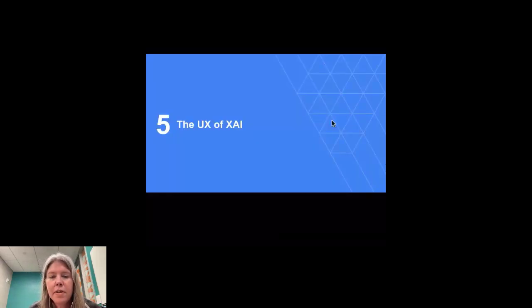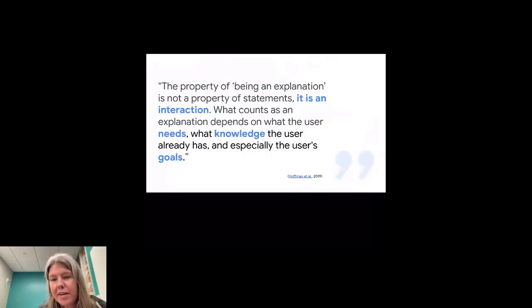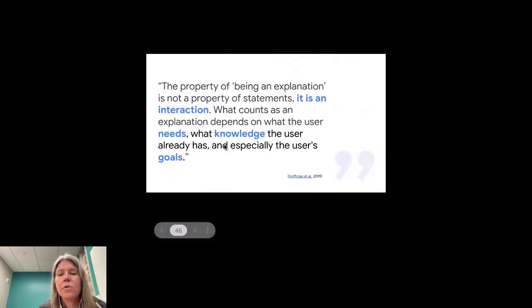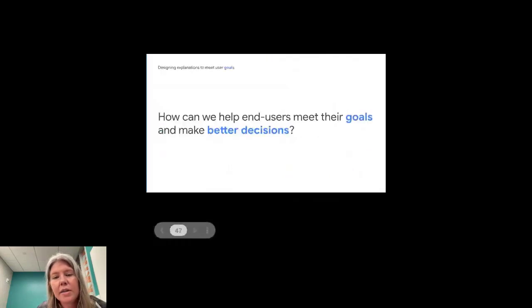So I'm going to talk a little bit about what I consider the UX of XAI and what people need to think about. And there's another really great quote, which is, the property of being an explanation is not a property of statements, it's an interaction. What counts as an explanation depends on what the user needs, what knowledge the user already has, and especially the user's goals. And so when we're talking about the design of an explanation, how can we better help users meet their goals, and how can we help them better make decisions?